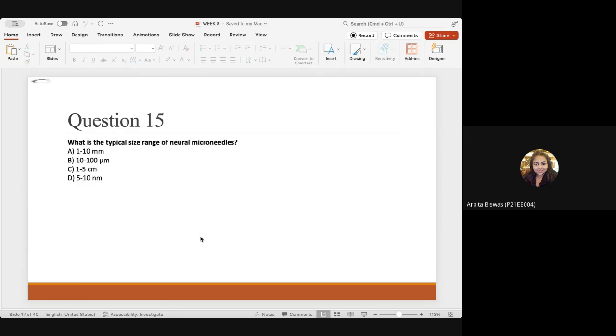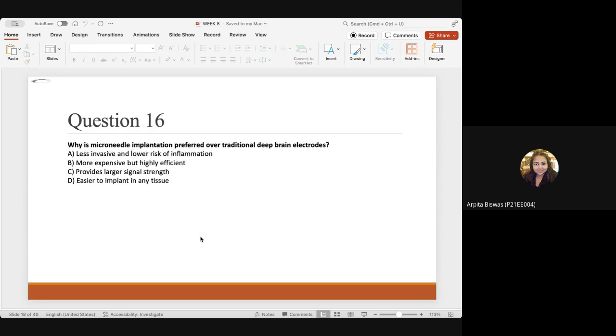Okay. So, next is question number 15. What is the tip size range of neural microneedles? First option is 1 to 10 millimeter. Then, second is the 10 to 100 micrometer. Option C, 1 to 5 centimeter. And option D is 5 to 10 nanometer. So, what is the right option? So the right option is option B, 10 to 100 micrometer.